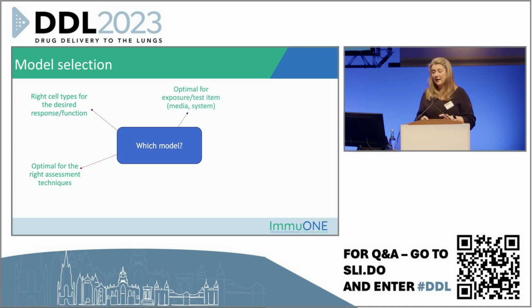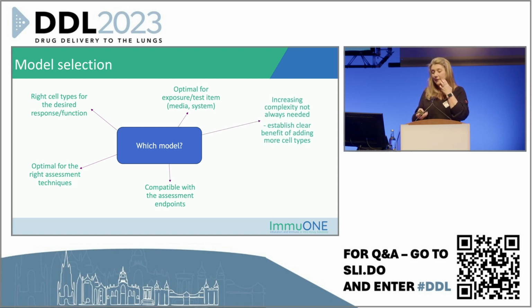Making sure that it can be exposed in the right way. Not every system is the same. A 2D cell system is much more difficult to expose to an aerosol than something grown on a transwell. Again, an organ on a chip needs to have the right way to expose it in the way that you need to. It needs to be compatible with the assessment endpoints. So if the model needs to be separated, or if it needs to be embedded within a system that can assess it, that's also key.